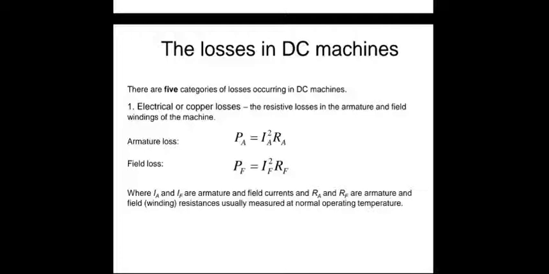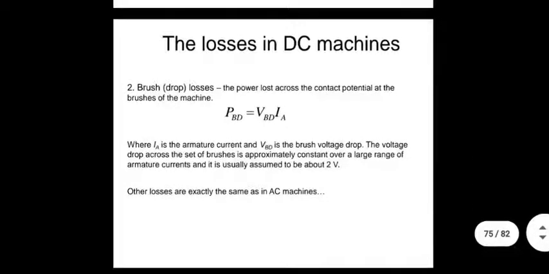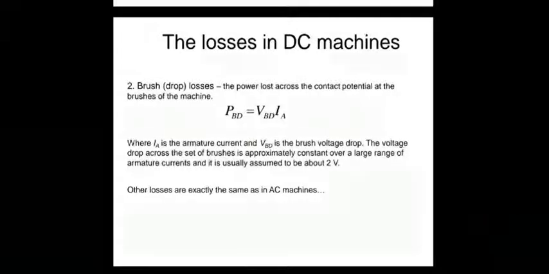So the losses essentially are 3: copper loss, iron loss, and mechanical losses. As we solve more problems, we'll see these things coming back to us again and again. Efficiency, of course, is output power upon input power. In case of a generator, the output power is electrical and input power is mechanical. In case of the motor, it's the other way around.